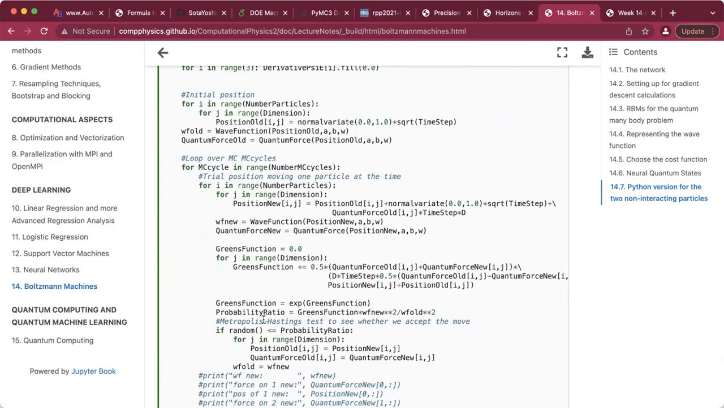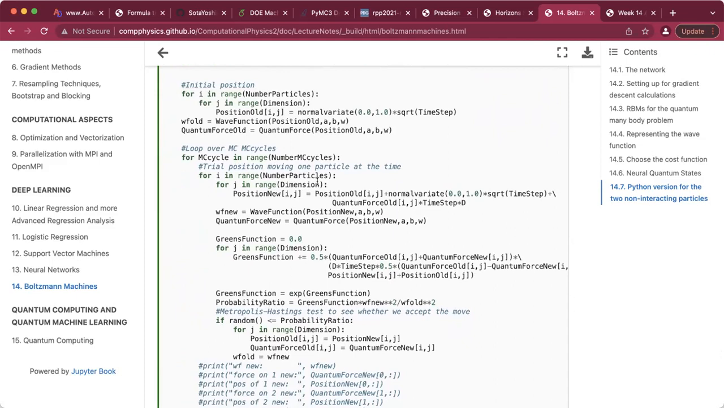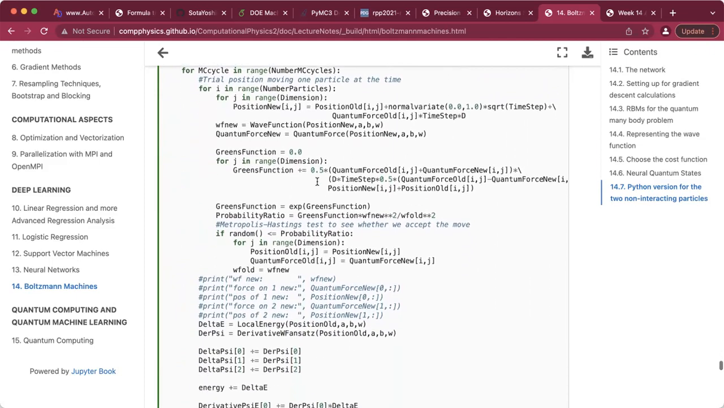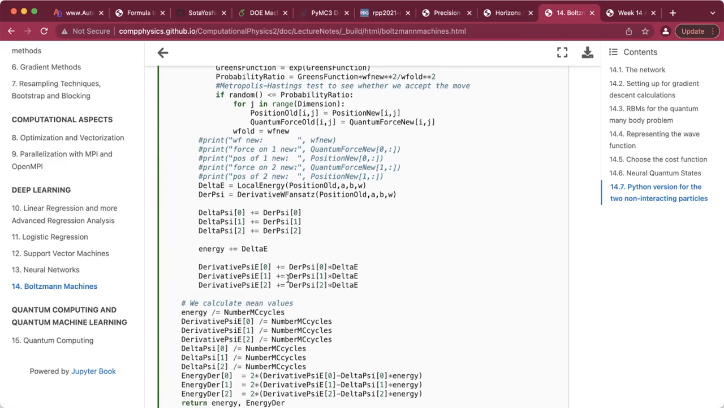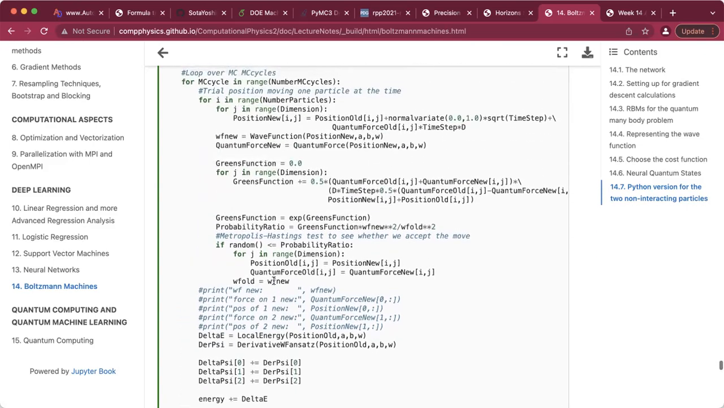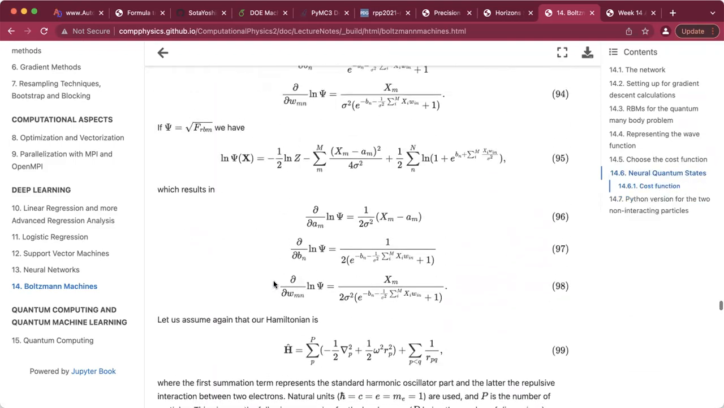So that's the Metropolis Hastings, exactly as before. And you will see that this function is nothing but the one which we discussed in project number 1. And then what I'm calculating are the derivatives of the log of the wave function. I have my local energy, and I calculate these integrals because these are the integrals which I need in evaluating the cost function.